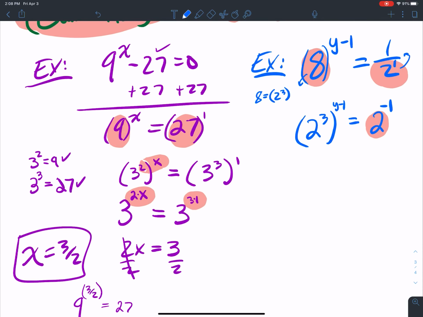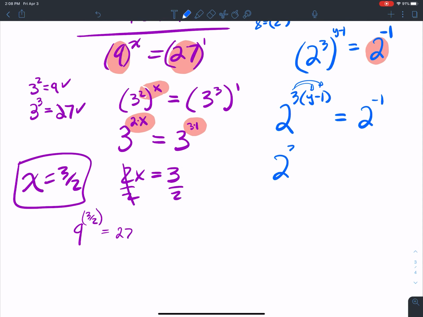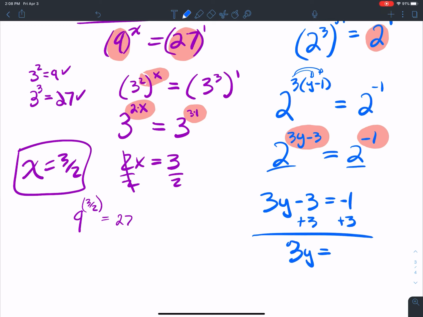Y minus 1. Okay, now power to a power, I multiply. Do not forget to distribute here. That's the big mistake I see students make. They forget to distribute. So this is 2 to the 3y minus 3 equals 2 to the negative 1. Same base. Set the exponents equal. What do you get? 3y minus 3 equals negative 1. Add 3, add 3. 3y equals 2. y equals 2 over 3.